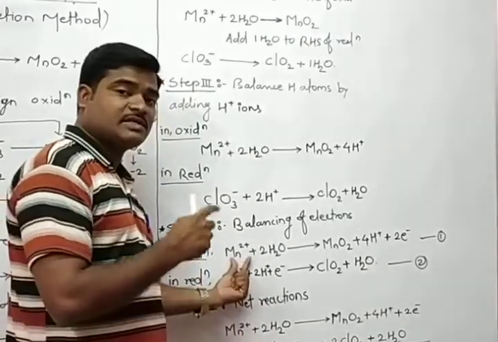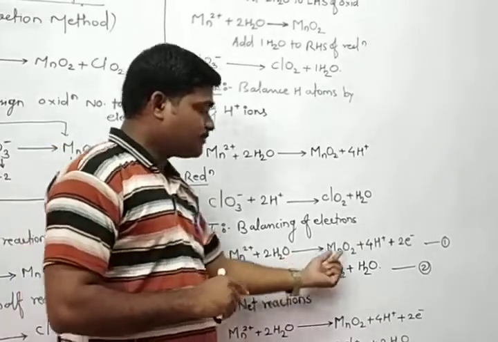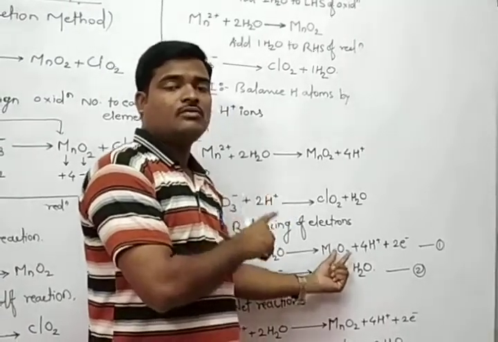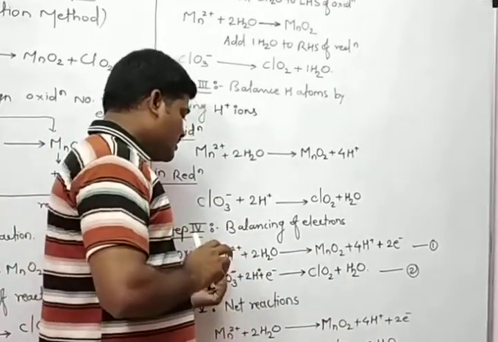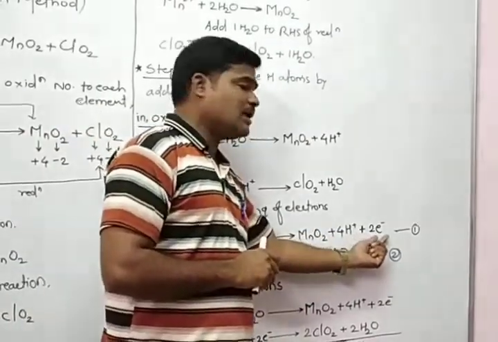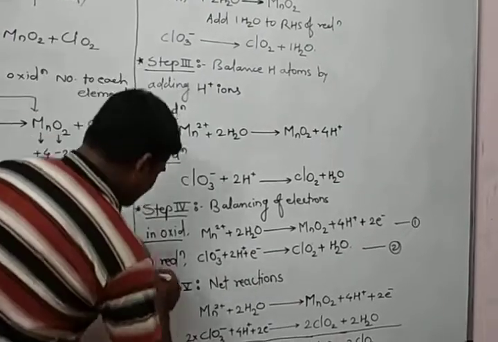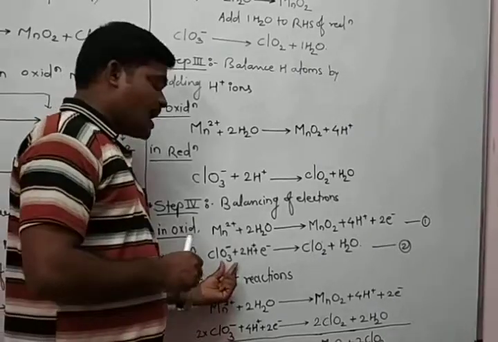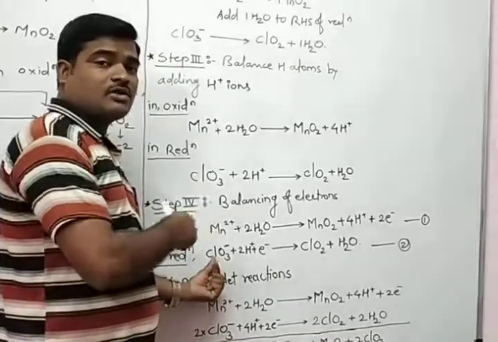The manganese at the reactant side has oxidation state 2, but at the product side, if we determine the oxidation state of Mn in MnO2, we will get plus 4. So to balance the number of electrons, I have added 2 electrons. In the same way, in the reduction process, I have to add 1 electron to balance the oxidation state of chlorine.